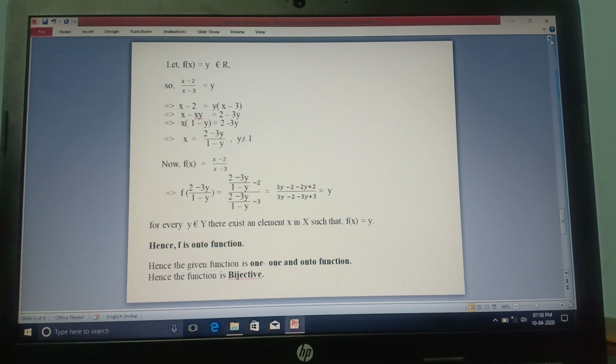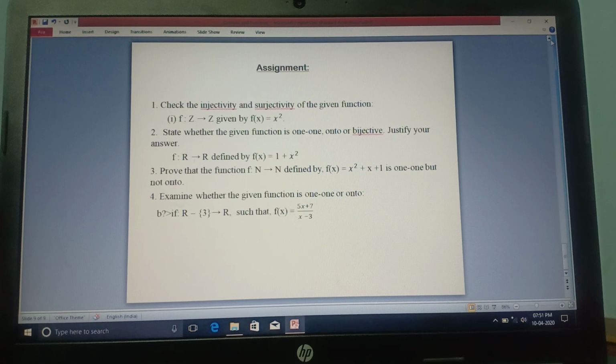So I hope, students, you understood the concept of function, types of function, and the questions we have discussed. Lastly, I give you some assignment. Please go through it and try to do it yourself.